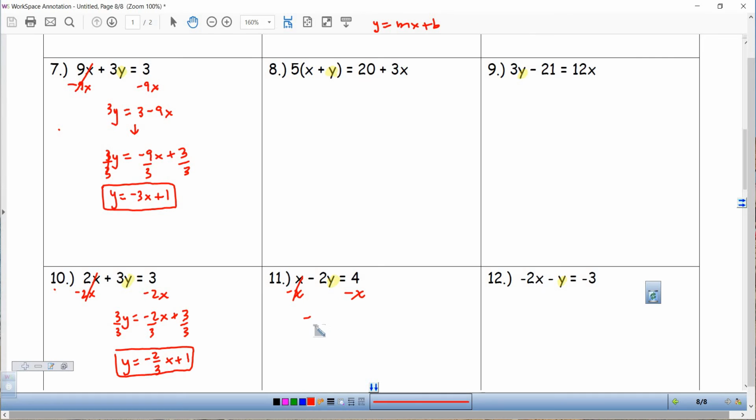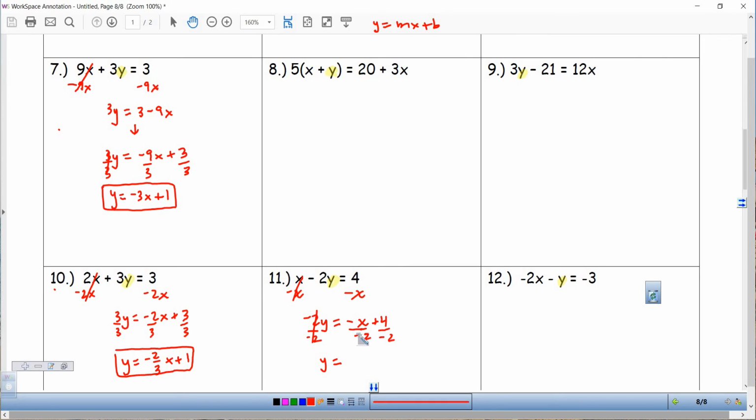So what's left here? Negative 2y is equal to, now again, you could write 4 minus x, and that would not be incorrect, but I'm going to write negative x plus 4, because I want to put it in slope-intercept form. And now I'm going to divide everything by negative 2. Divide by negative 2. And I get y equals, now what do I do with this?